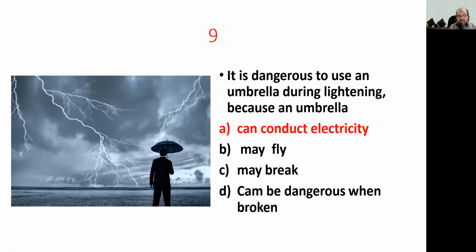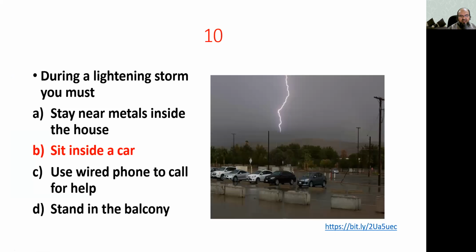Is it dangerous to use an umbrella during lightning? Because it can conduct electricity. It may fly, it may break, it can be dangerous when broken. However, this appeared to be funny, but this may happen. But that will be the last thing on this planet Earth for that person. If it breaks, it means that lightning is completely striking that position, and then he will be no more after that. So therefore, the first option is correct, that it can conduct electricity. That's why we should avoid the use of an umbrella during lightning.